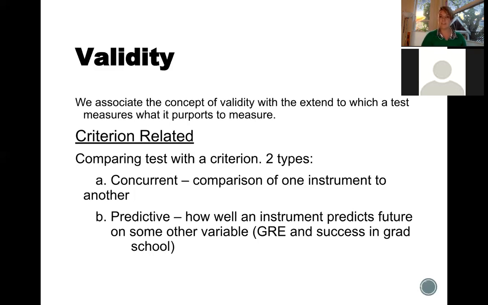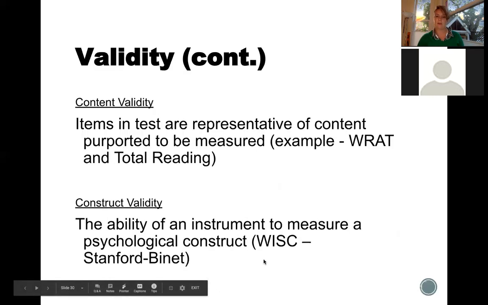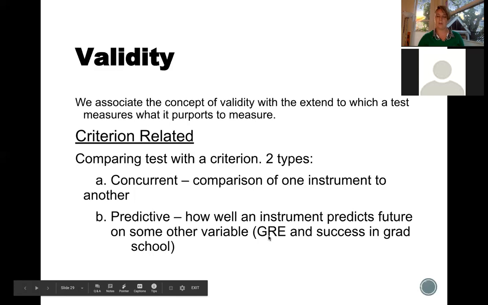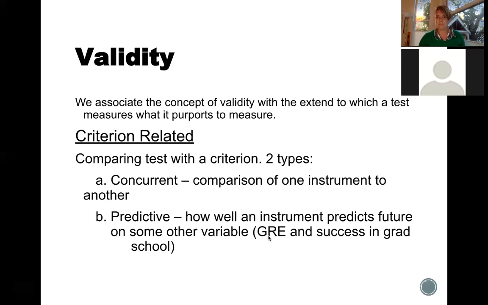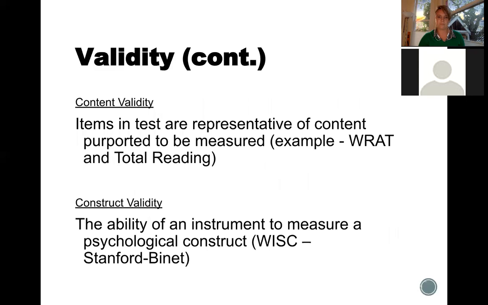So when I was talking about DIBELS, letter naming fluency has predictive validity for nonsense word fluency, or for later success on state achievement. That predictability was found out by tracking a student over time. And for example, a GRE is supposed to have predictability for later success in grad school. All right. I think I've kind of addressed content validity and construct validity.